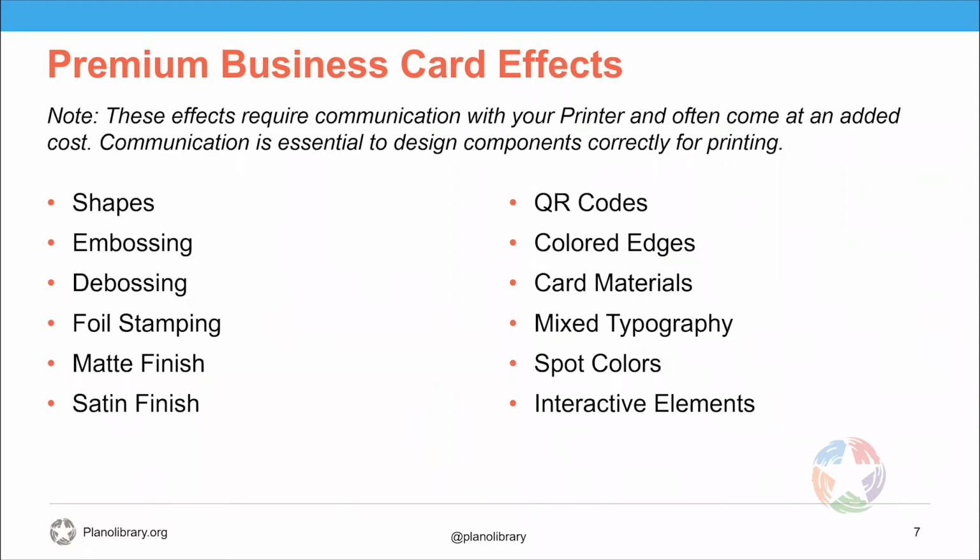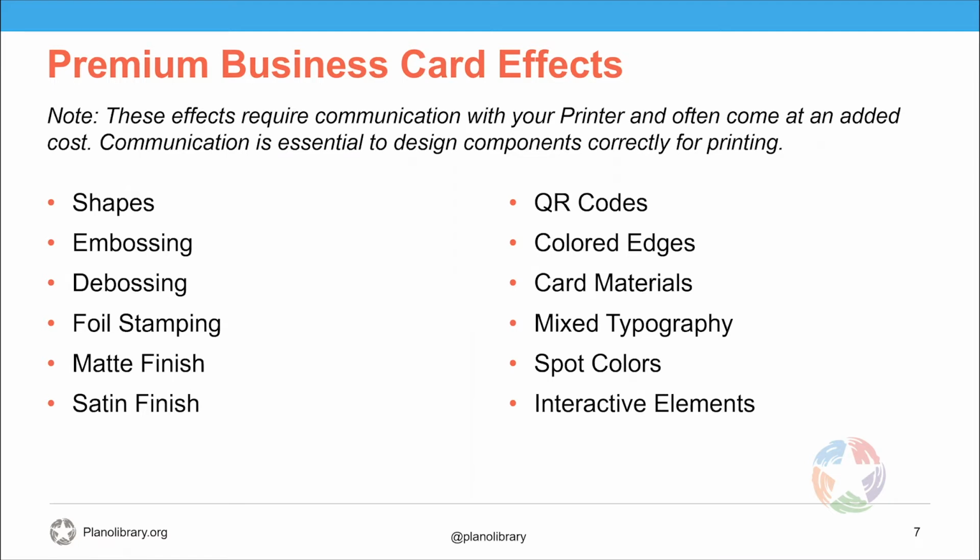So this includes shapes, embossing, debossing, foil stamping, matte finish, satin finish, QR codes, colored edges, card materials, typography effects, spot colors, interactive elements. Sounds like a whole lot of words, and they all have different meanings, and sometimes they sound very much the same and can be a bit confusing, which is why it's very important to work with your printer service to convey exactly what you want and that it actually is possible in the combination that you want.